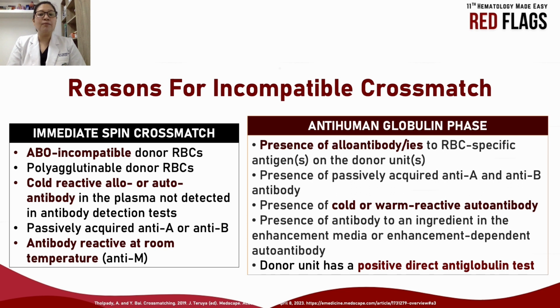The crossmatch incompatibility detected in antiglobulin crossmatch can be associated with the following conditions: presence of an alloantibody or alloantibodies to RBC-specific antigen on the donor unit, presence of passively acquired anti-A and anti-B antibody, presence of cold or warm reactive autoantibody, presence of antibody to an ingredient in the enhancement media or enhancement-dependent autoantibody, and the donor unit has a positive direct antiglobulin test.